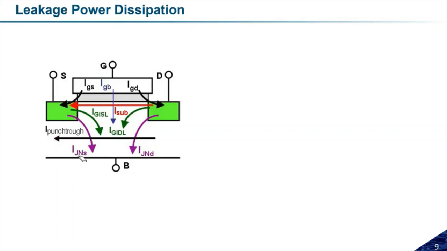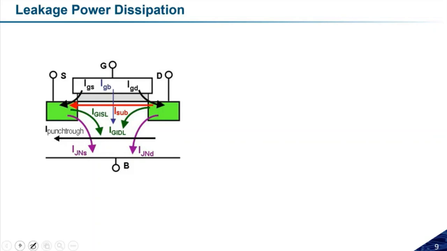If we talk about the junction leakage current, the reverse bias PN junction, it can be for the drain side as well as for the source side. So these are some detailed ones. It is not only a single component; we can observe many components. So this is all about the leakage power components.